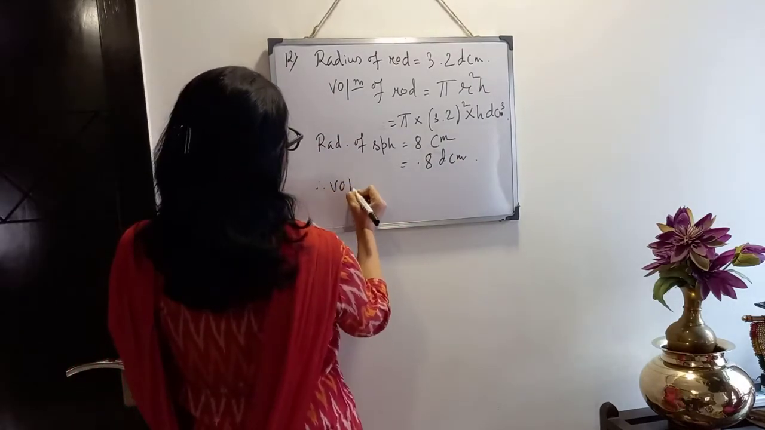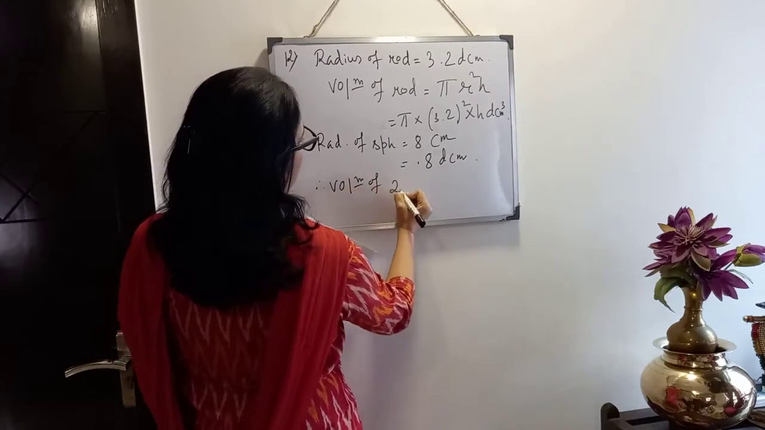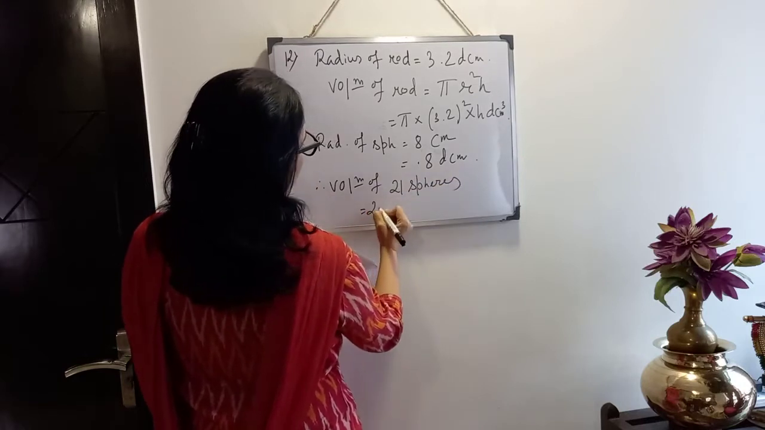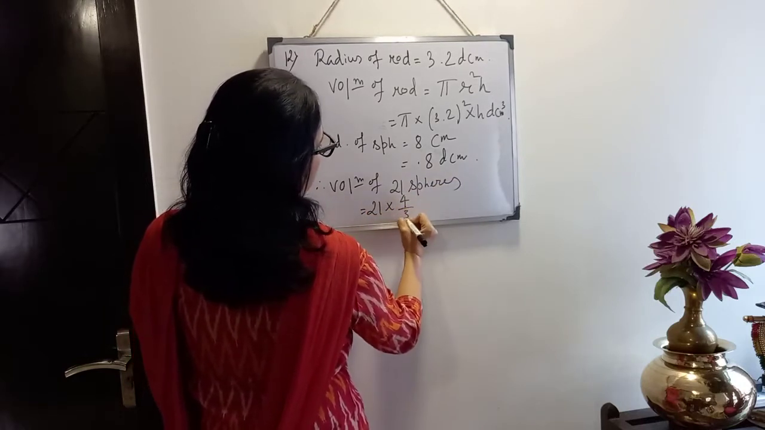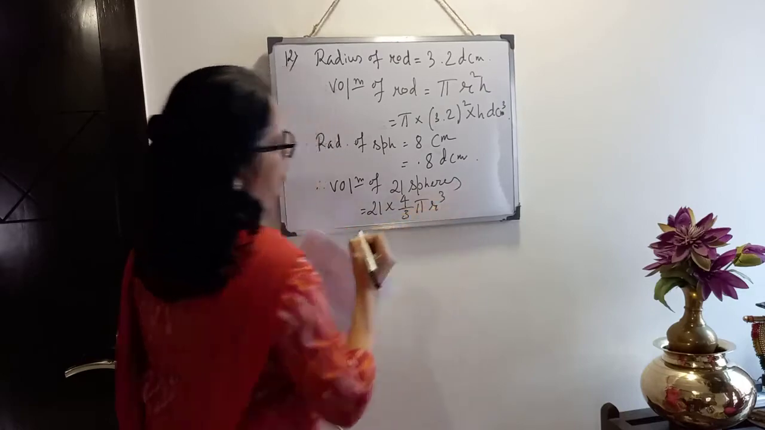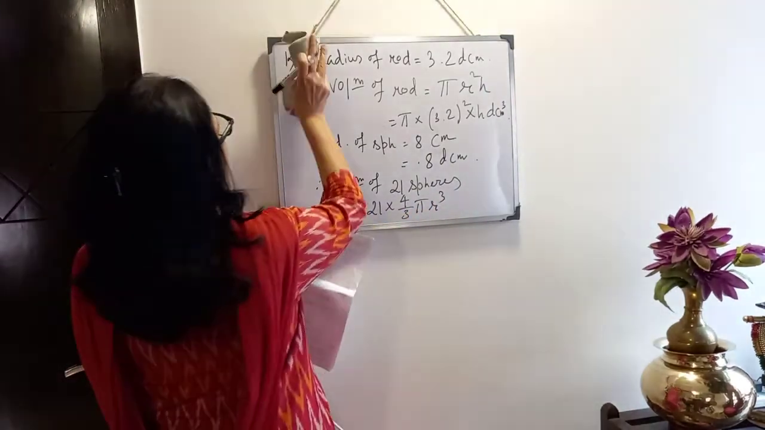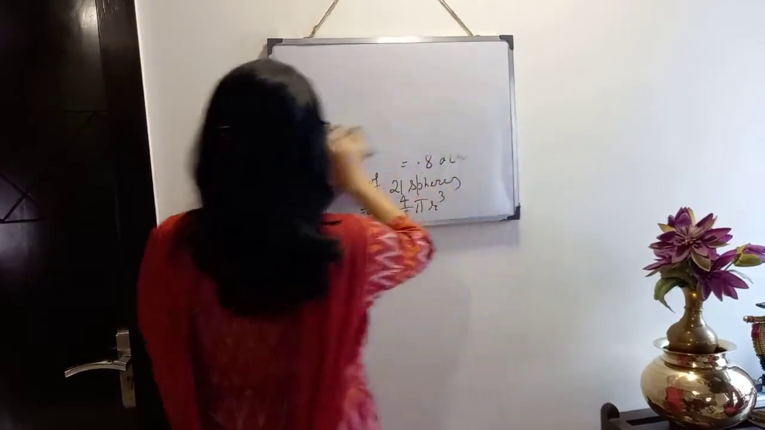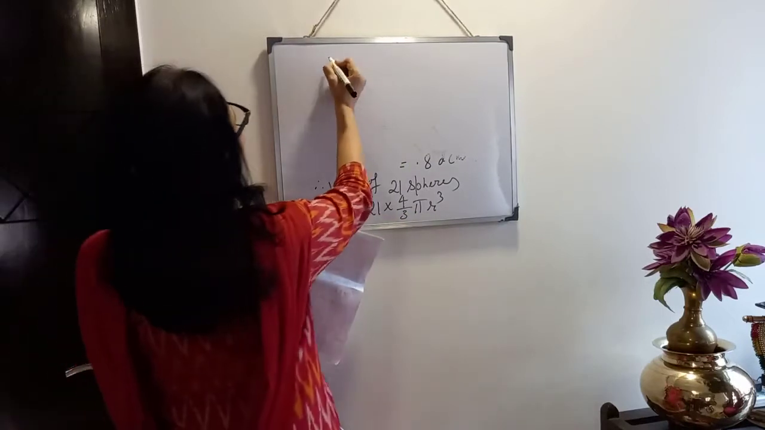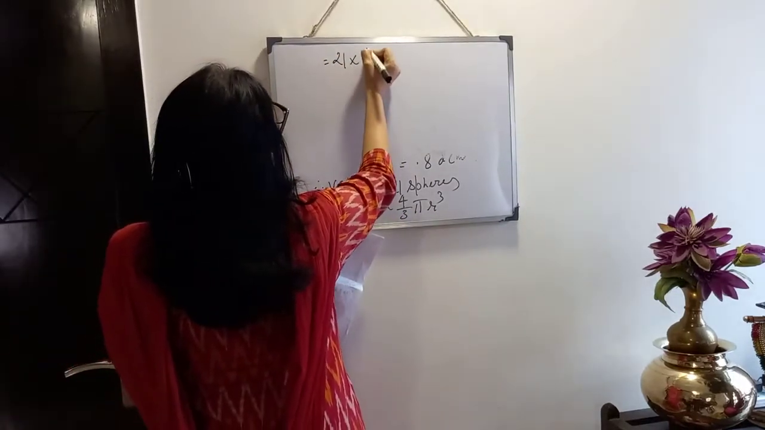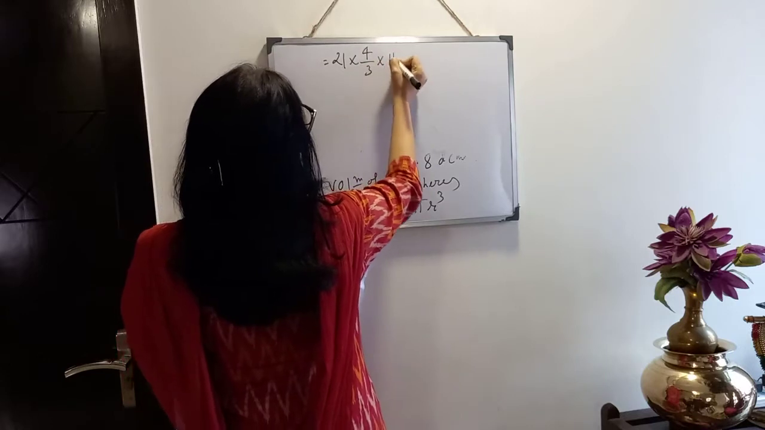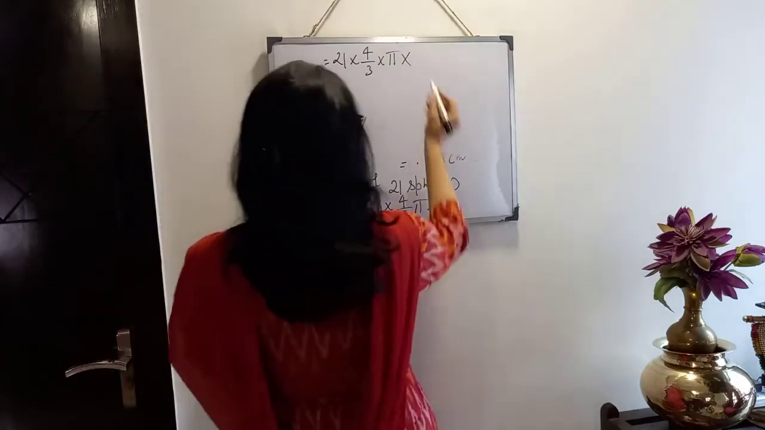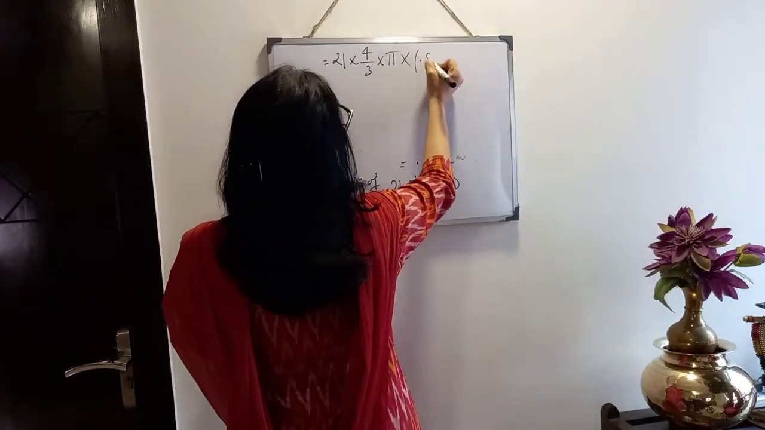Therefore, volume of 21 spheres equals to 21 into 4 by 3 pi r cube. Clear? Then 21 into 4 by 3 into pi into r. R what is 0.8? No, we have done this, 0.8 cube.